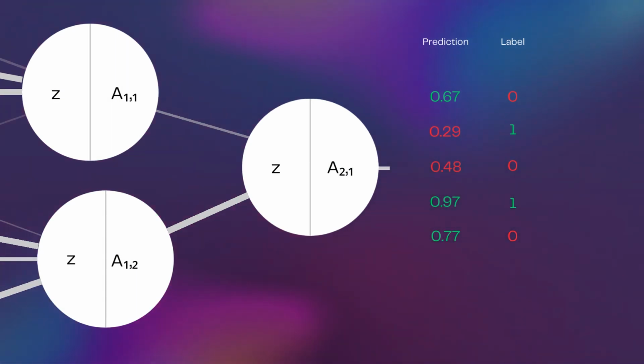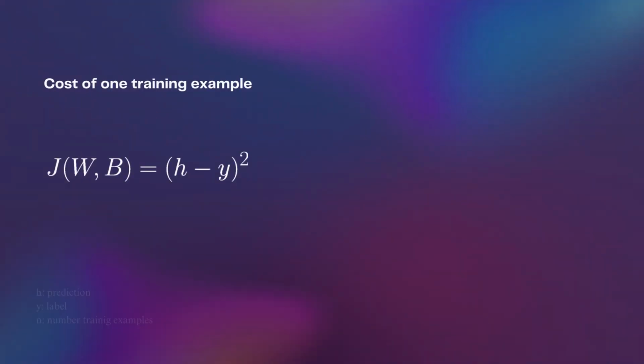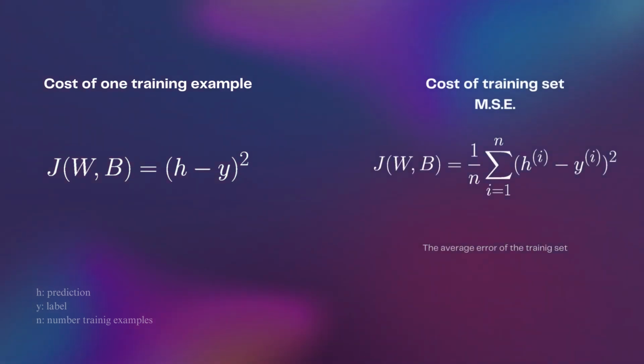Just consider a one-class neural network with one unit in the last layer that indicates if the training example belongs or not to the class. To quantify the error between the predicted value and the label of a single example, we can use a cost function that is the square difference between the two values. And if we consider the training set, the cost function will be the mean squared error.